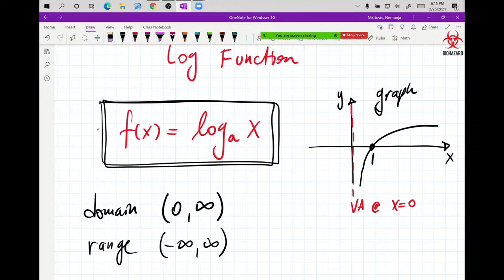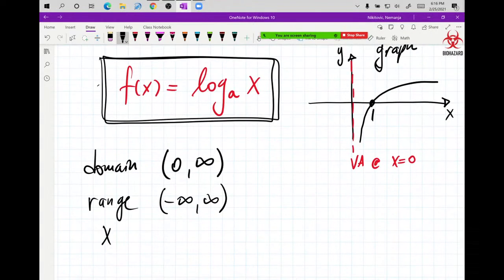Now, if you compare this to your a to the x, the domain was negative infinity to positive infinity, and the range was 0 to infinity. The opposite. Yeah, because your inverse functions swap domain and range. So for exponential functions, the domain and range are swapped. So that all fits in the narrative from before.